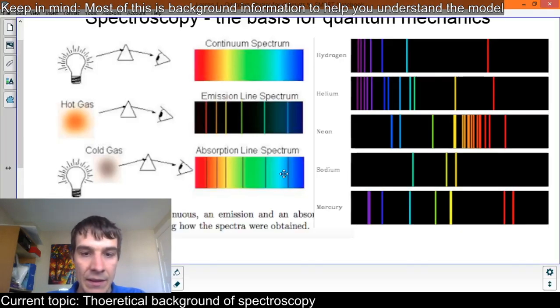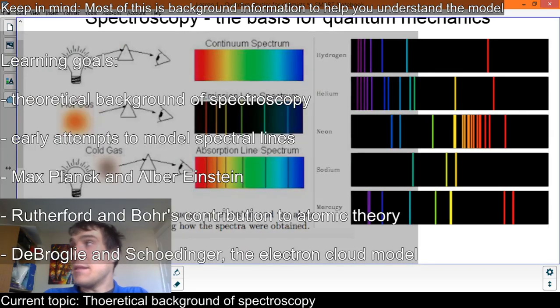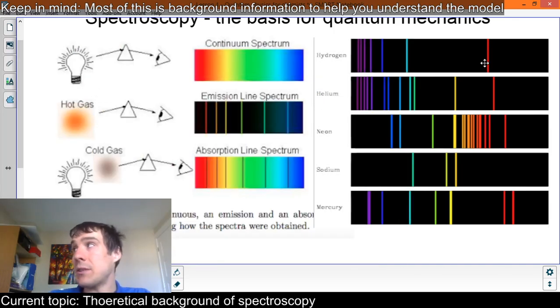So, okay, we were looking at the theoretical background of spectroscopy. Next up, we're going to talk about early attempts to model these spectral lines, specifically the spectral lines of hydrogen, the simplest element. It has relatively few lines, and they make this cool pattern. Have a minute to look at that pattern. What does it remind you of? Think physics, because these were physicists doing this.